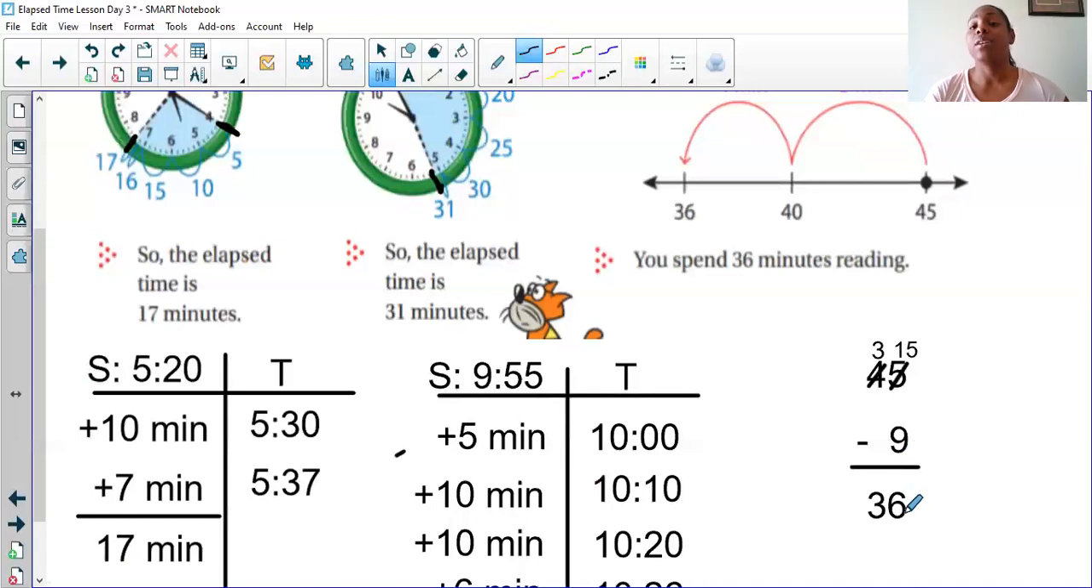So 15 minus 9, not 36, 15 minus 9 equals 6. I apologize. And then 3 minus 0 equals 3. So that gives us an answer, or a difference, of 36.